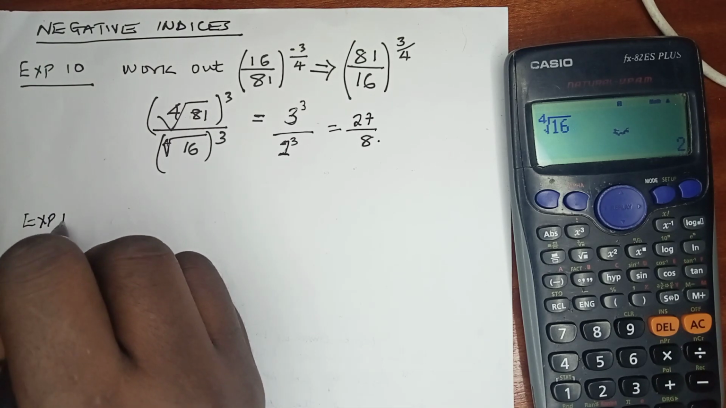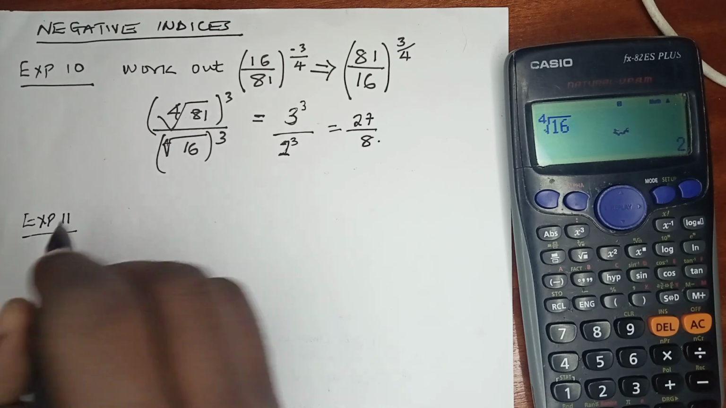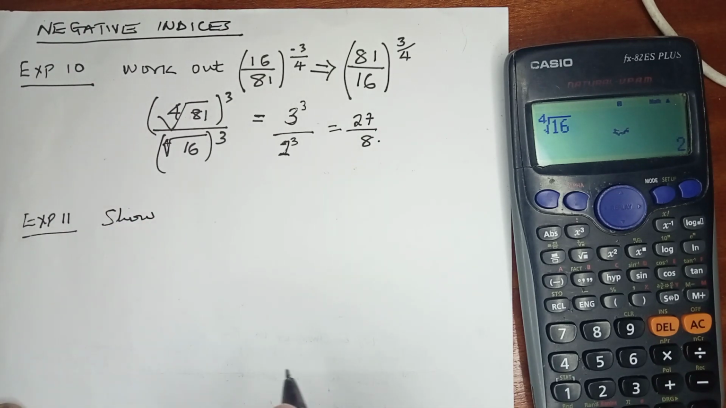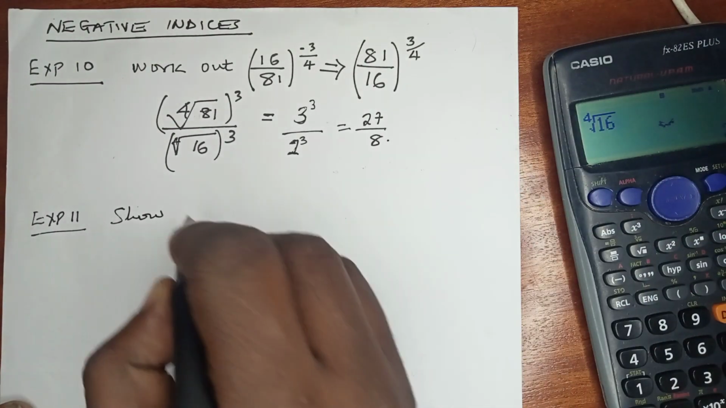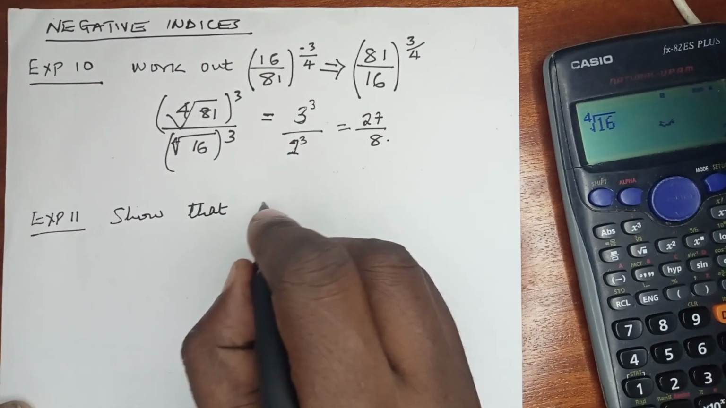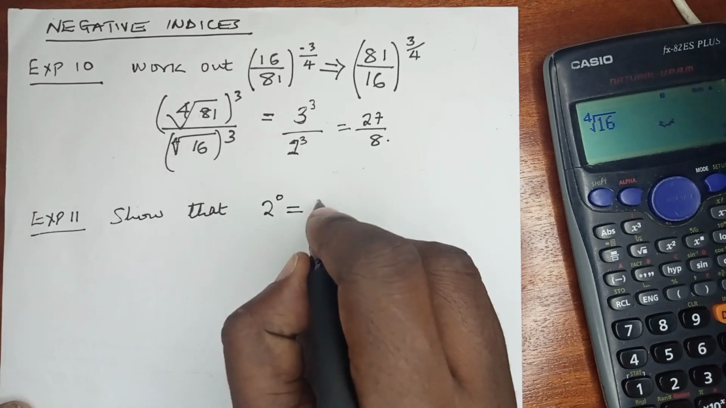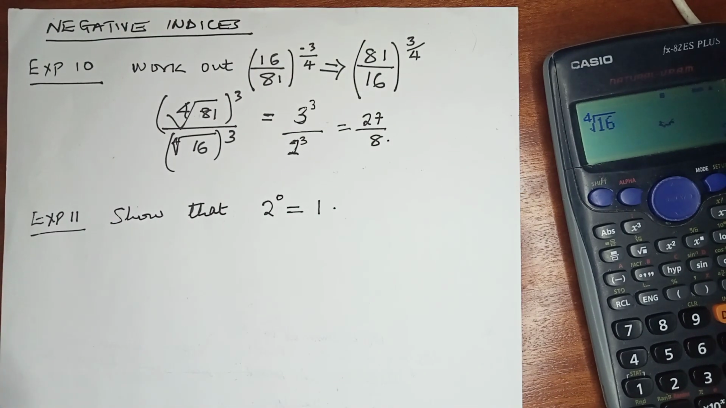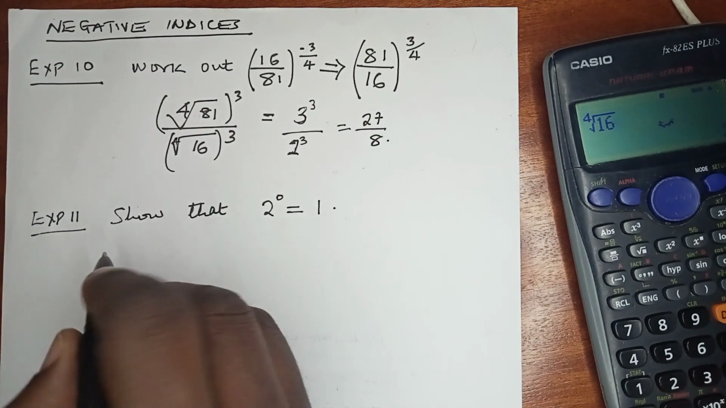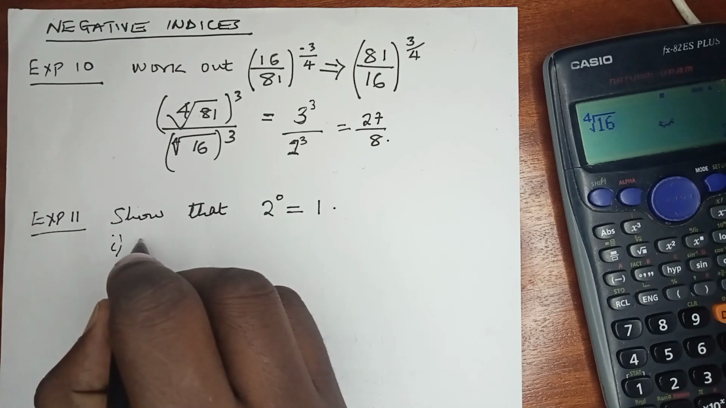Example 11, we are supposed to show that 2 raised to power 0 is equal to 1. That is the question, and we have to prove this in two ways. One, we have to know how we get 2 raised to power 0. There is the first approach.